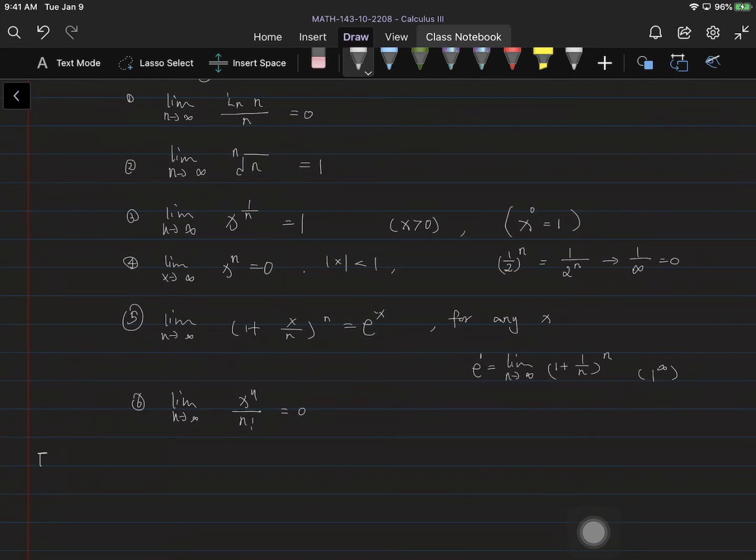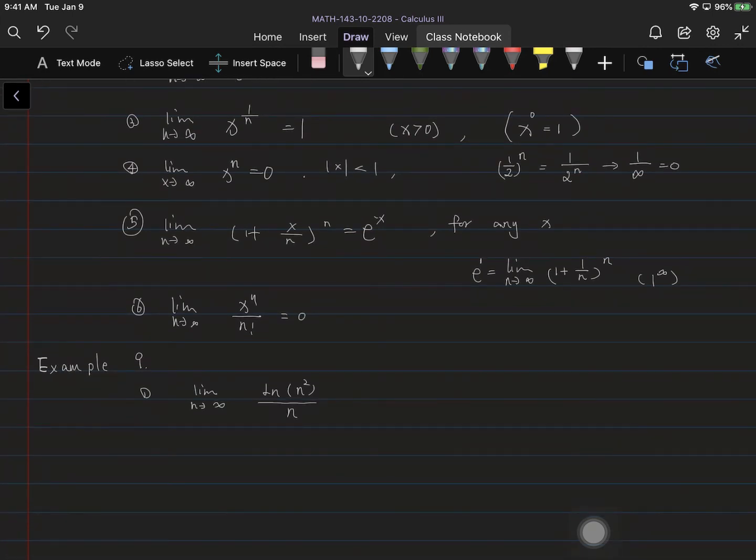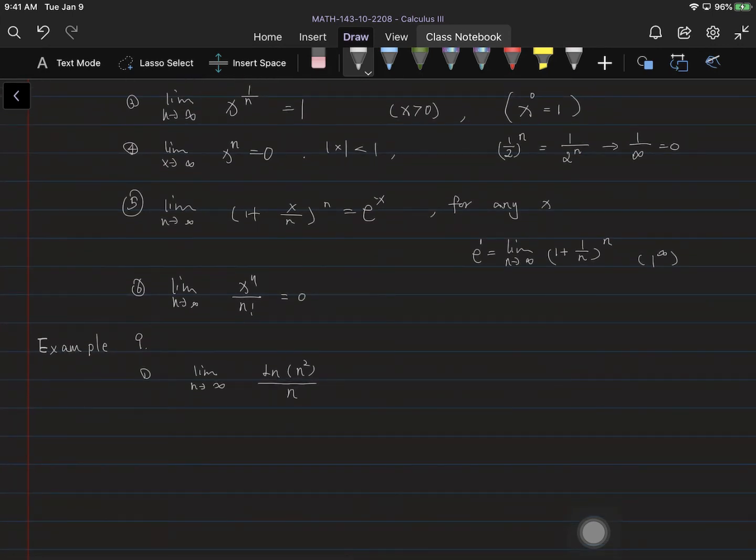Now let's take a look at how to use them in an example. Okay, how to use those formulas to find other limits. The first one, as n goes to infinity, (ln n) squared over n. So firstly, we need to simplify this a_n.